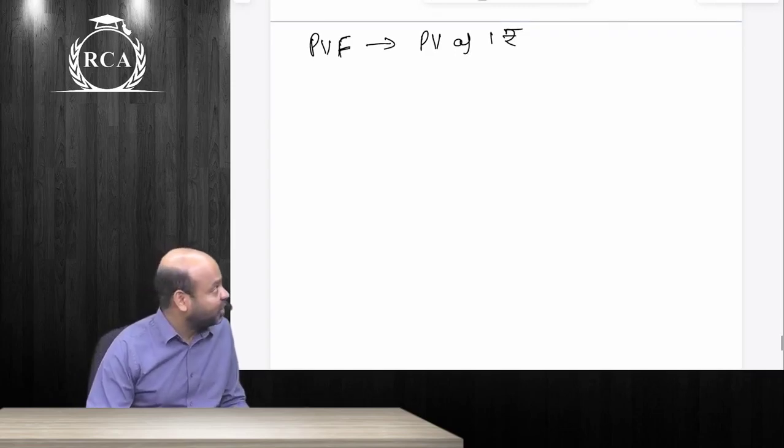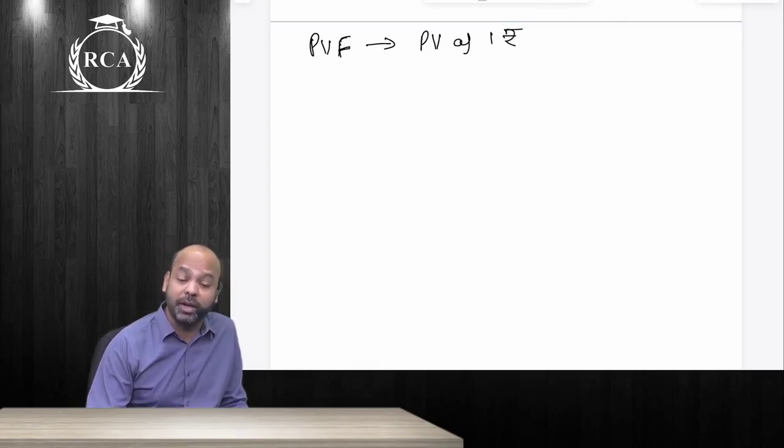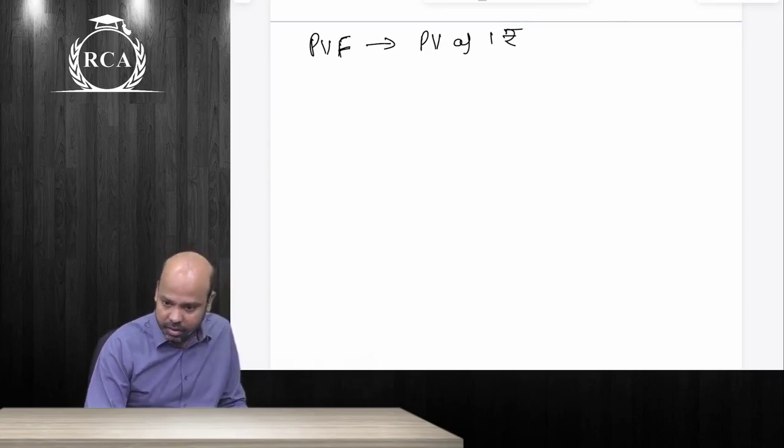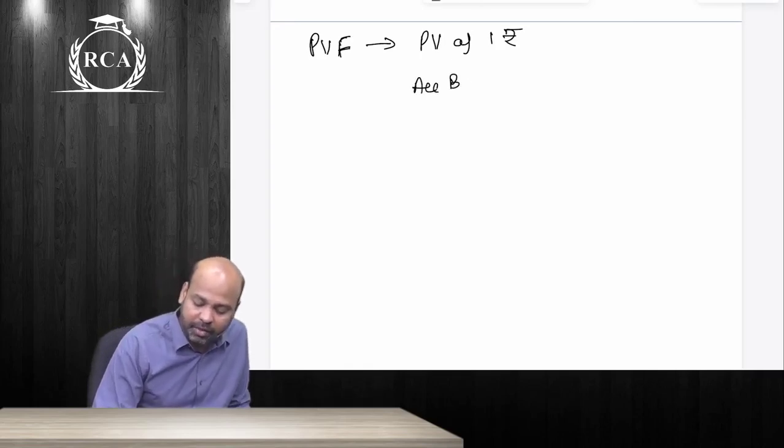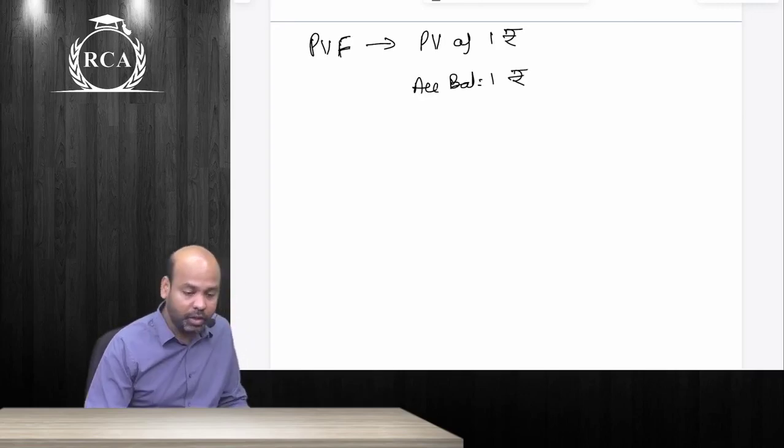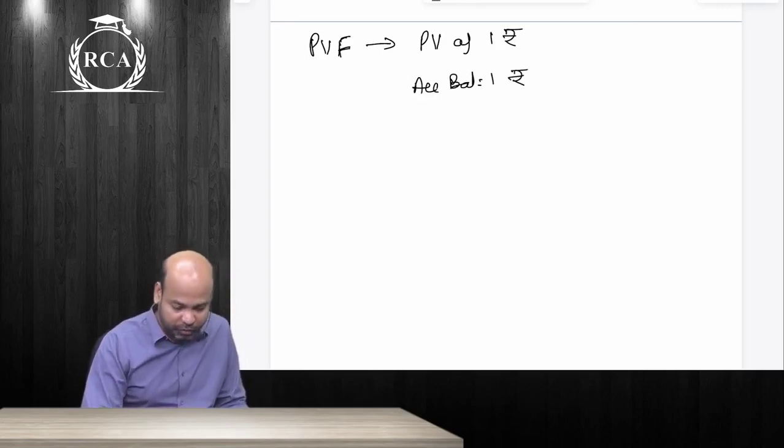So if you were to receive 1 rupee beta after 4 years, the present value of that 1 rupee today will become your present value factor. So basically, in each case the accumulated balance should be 1 rupee. We all know the formula beta again.